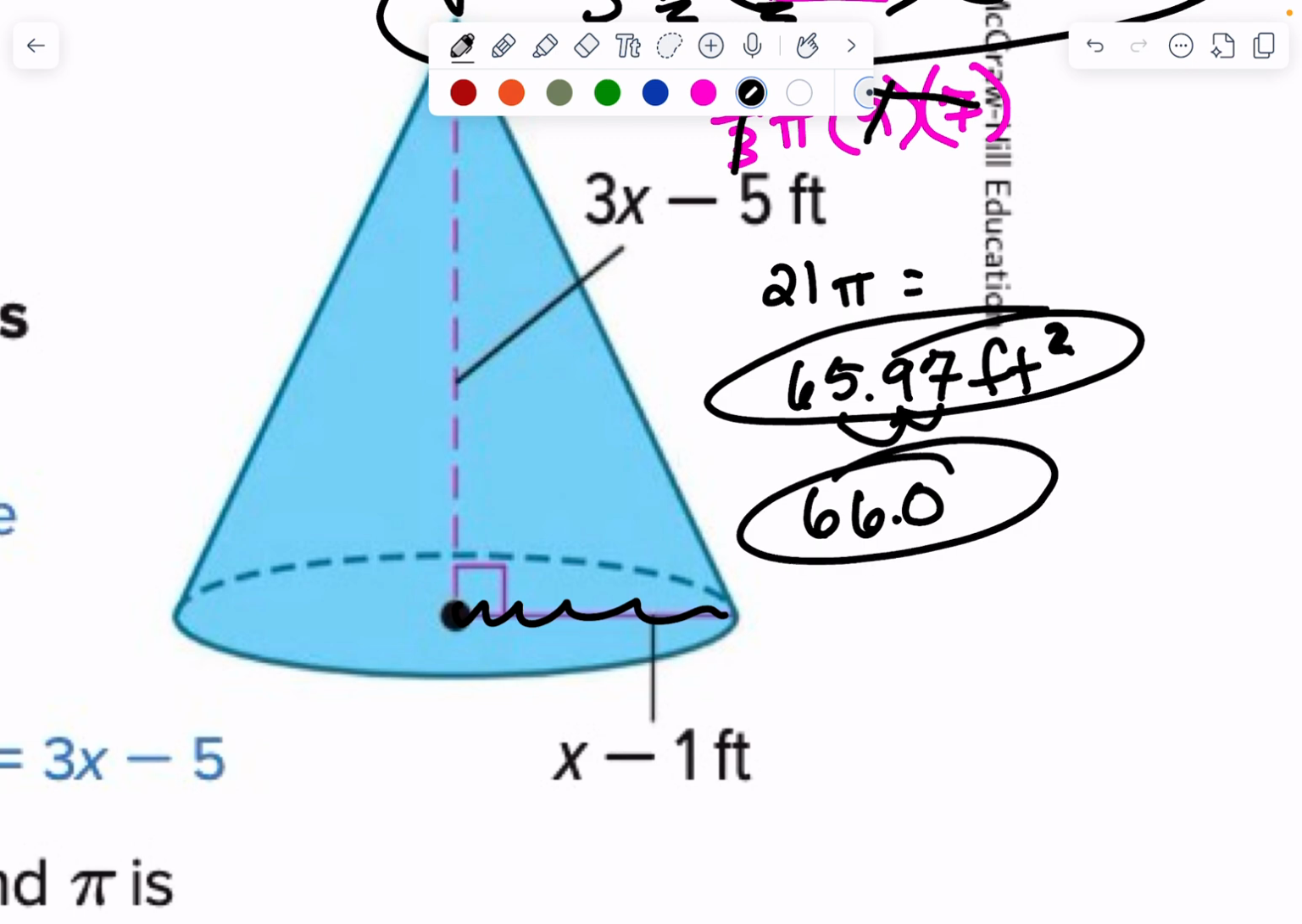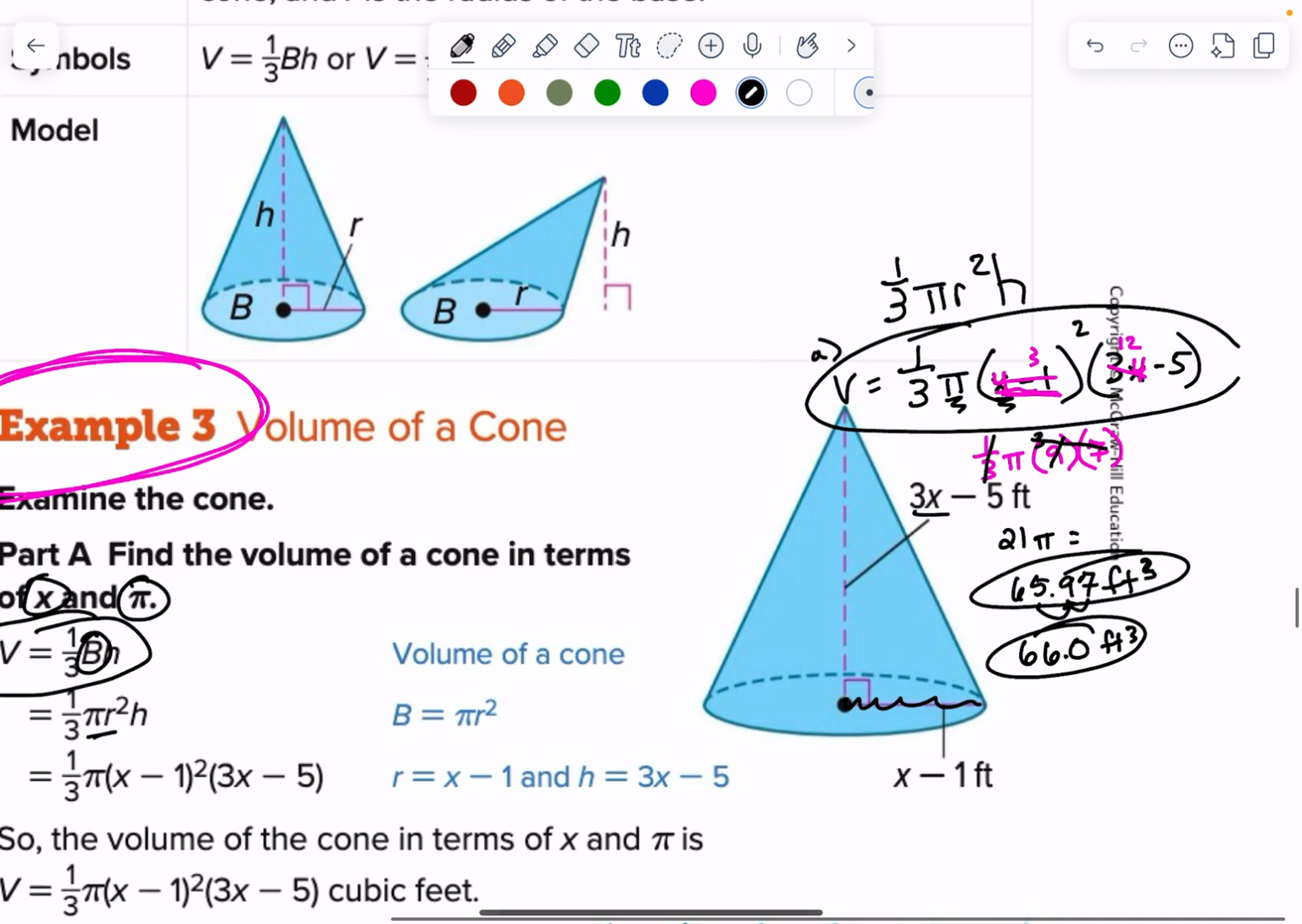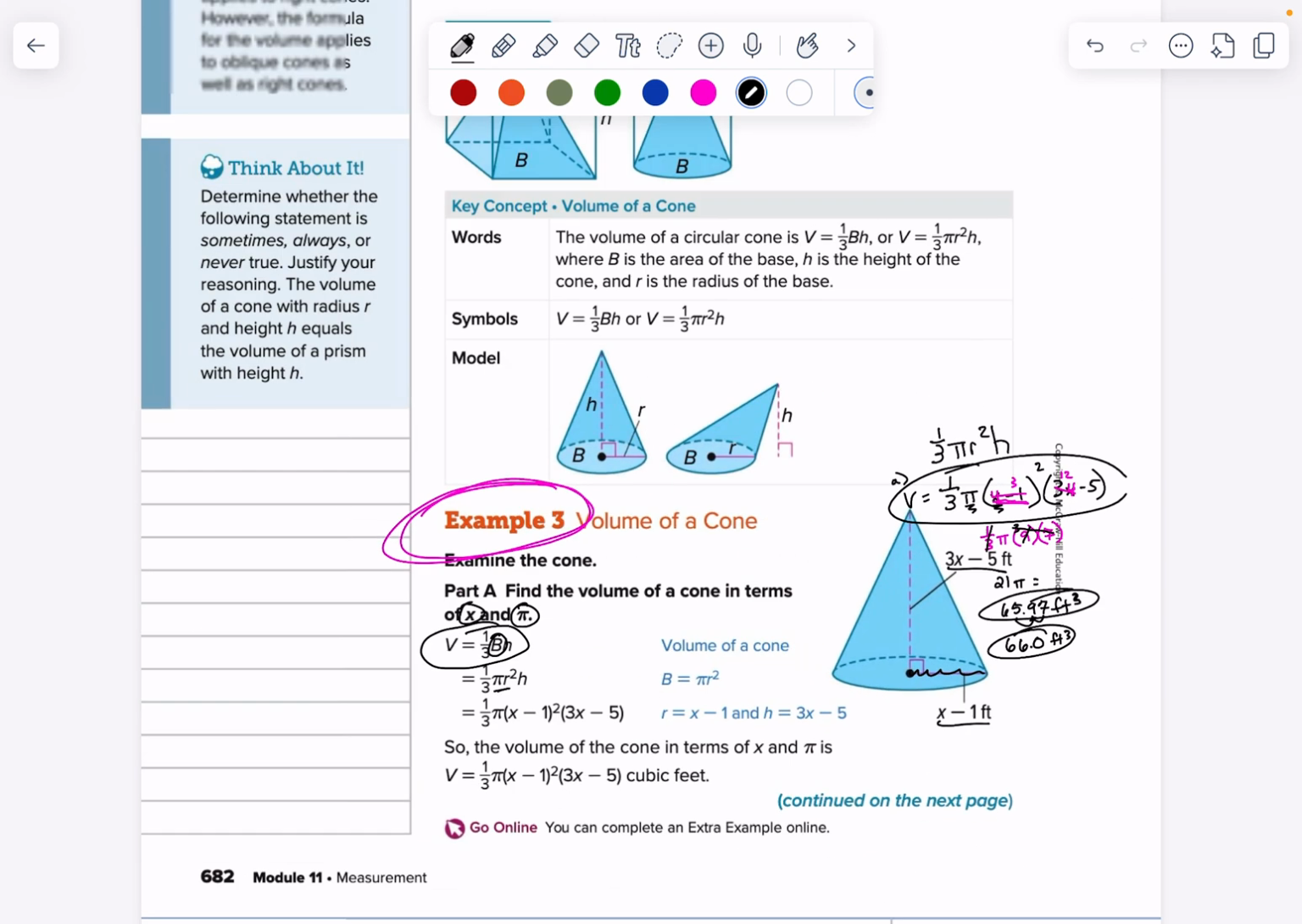Oh, and not feet squared, feet cubed, because that is volume, okay? So don't get intimidated by these X's and stuff in there. Just write the formula in there and then plug the number in that they want you to, okay?